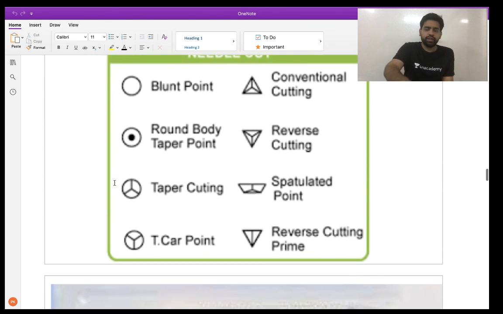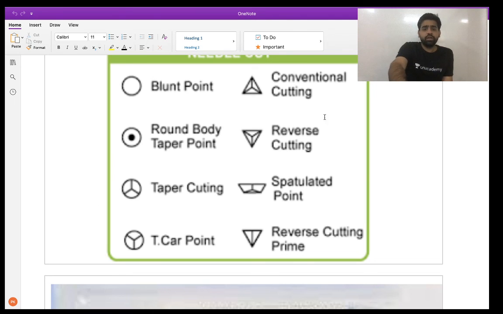Now another thing is they might show you these symbols. Not every symbol is important for you. What is important is this: if you have a normal triangle, it is a conventional cutting needle. If you have an inverted triangle, it is a reverse cutting needle. If you have just a circle, it is a blunt point needle. And if you have a circle with a point in it, that is basically a round body with a taper point.